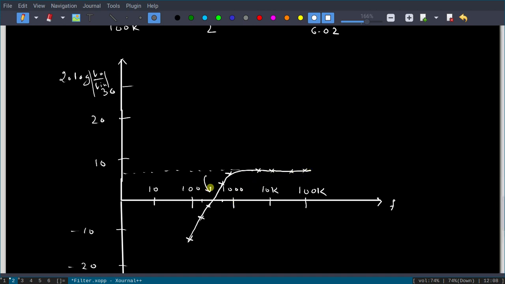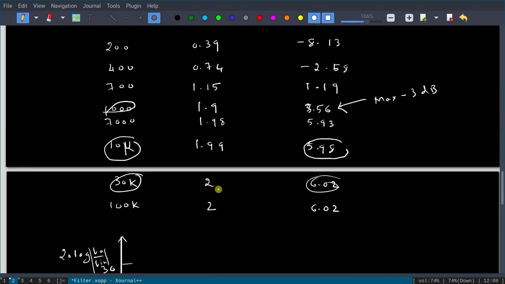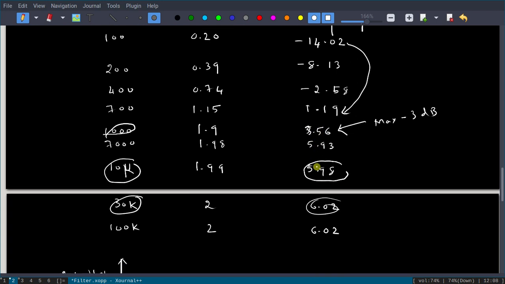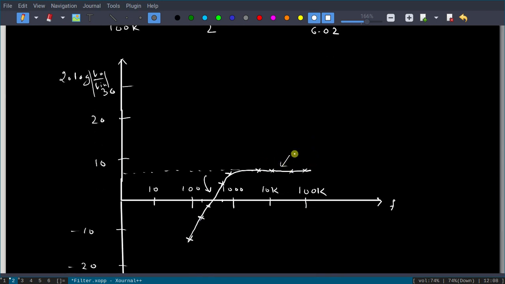But this roll off we have to observe. If you observe the roll off, just see from 100 to 1k, what is the jump? That is from minus 14 to 3.56, so almost 20 dB gain. So in one decade you are getting 20 dB gain, because the order of the filter is 1. So the roll off rate is plus 20 dB per decade. So you have to observe a flat response in the pass band, and in the stop band the roll off rate is plus 20 dB per decade.